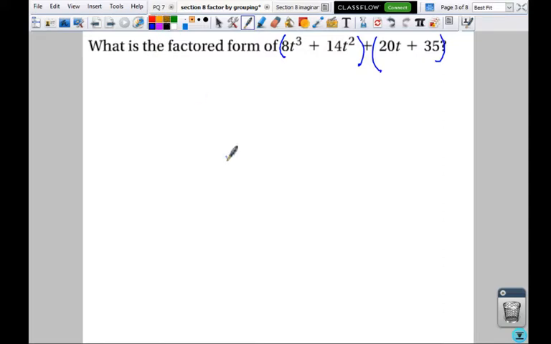So let's start with the first parenthesis. What's the biggest number that goes in 8 and 14? 2. Yep, 2 is the biggest number that goes in there. So we're going to take out a 2. But we can take out more than a 2.